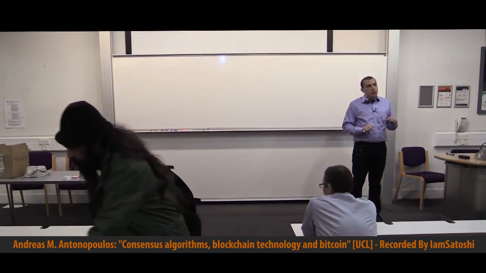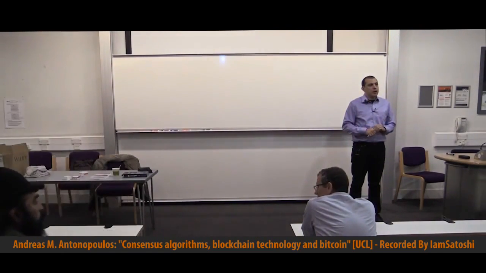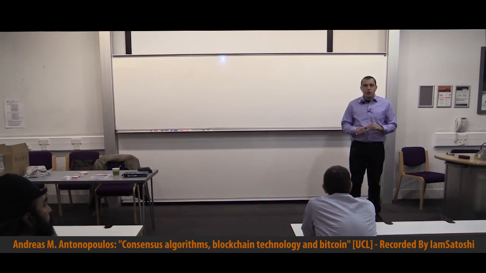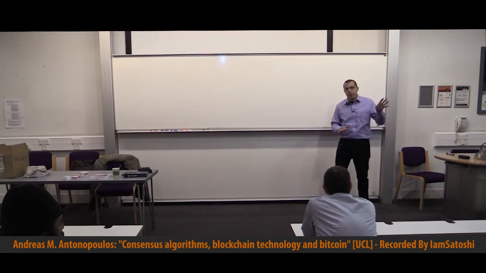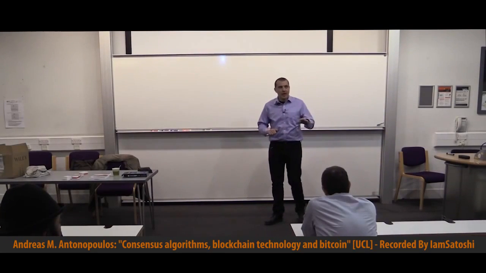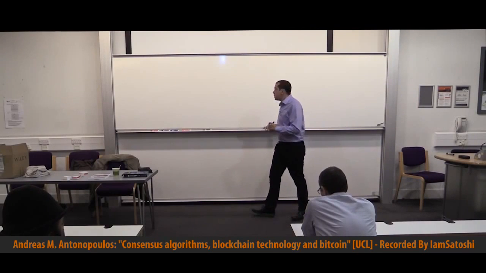One of the most important components of Bitcoin is the use of cryptographic hash functions, specifically SHA-256. So how many people here are familiar with hash functions? At least understand the basics? OK, great.